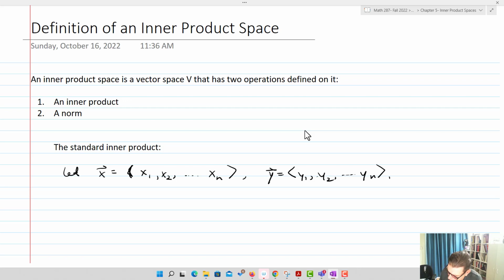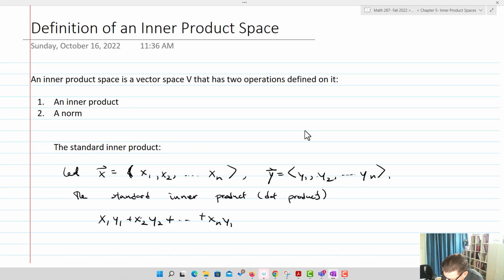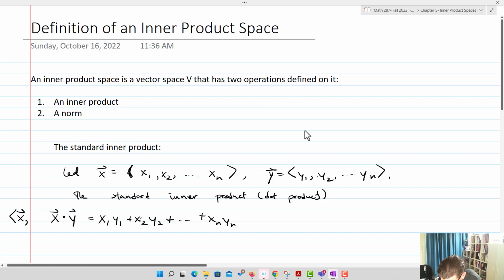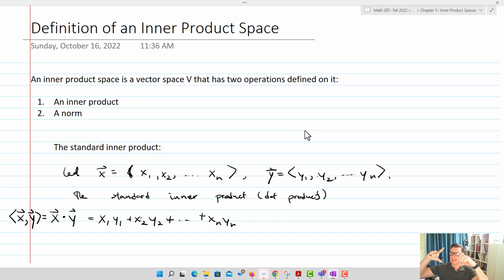The standard inner product, also called the dot product, is going to be written as x1y1 plus x2y2 plus dot dot dot plus xnyn. So we just multiply the corresponding components, and we write that as x dotted with y. That's our standard inner product, called the dot product. Or sometimes we might write it like this. You'll see it written this way, that is, written inside of a vector.